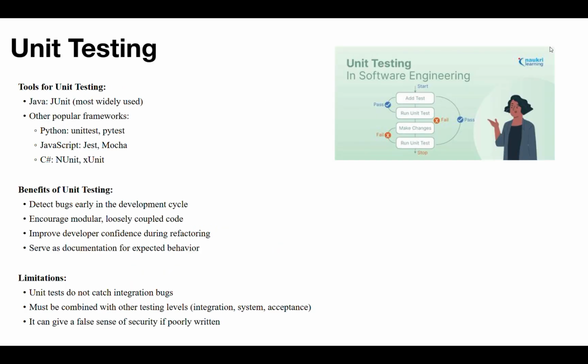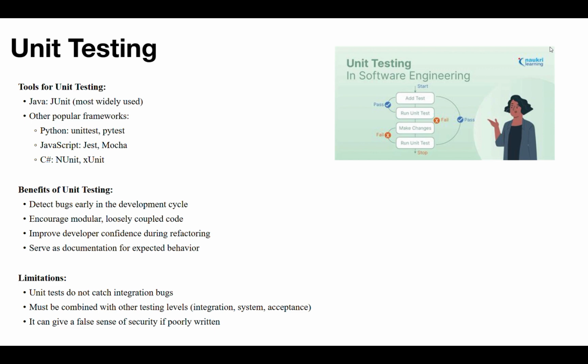So, more about unit testing. Besides JUnit, we have other tools like Mockito for mocking, PyTest for Python, and Jest for JavaScript. The benefits of unit testing include faster debugging, reduced code complexity, safer refactoring, and better documentation. However, unit testing is not a silver bullet. It should be used alongside system and acceptance tests. A balanced testing strategy ensures that software is robust at all levels.